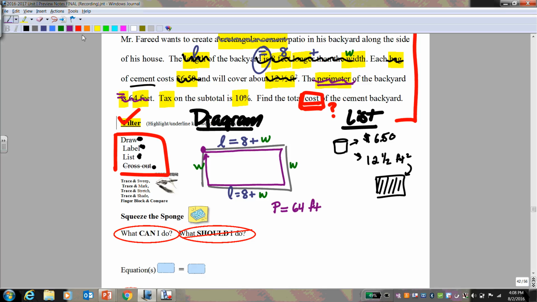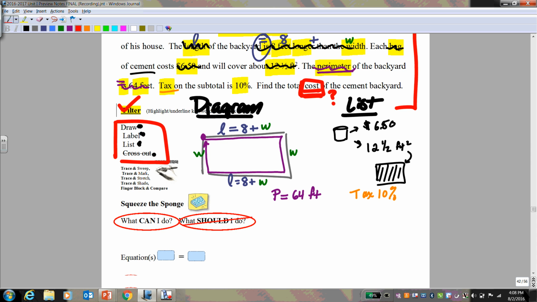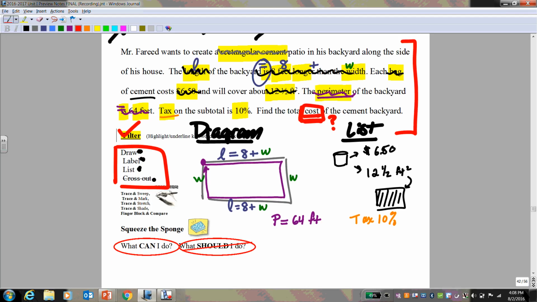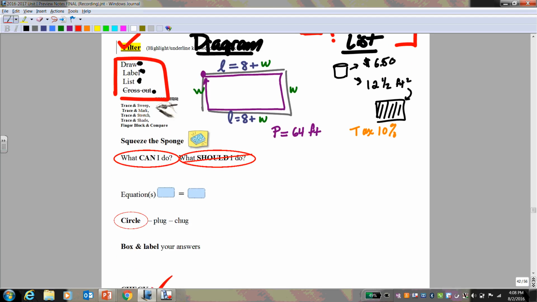Tax. That really doesn't belong in the diagram. I just write over here, tax is 10% in addition to, and I focus what is the total cost, etc. Okay. So all of this, all these words just got boiled down to a diagram and a list. So you filter, draw, label, list, cross out.